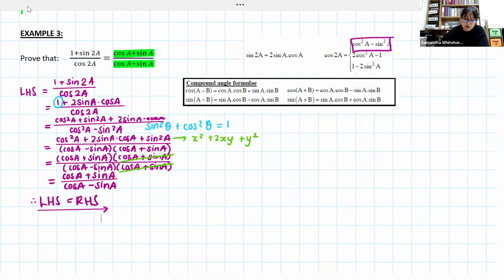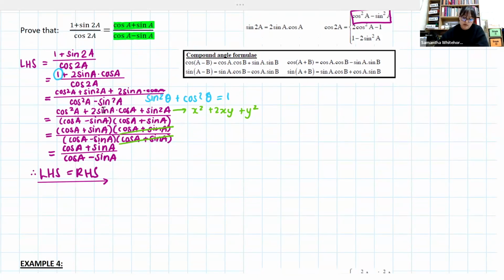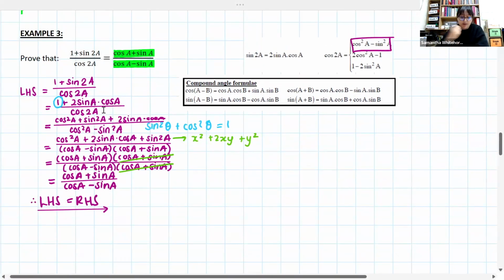All right, so let's take a screenshot. And then we're going to have a look at another example.